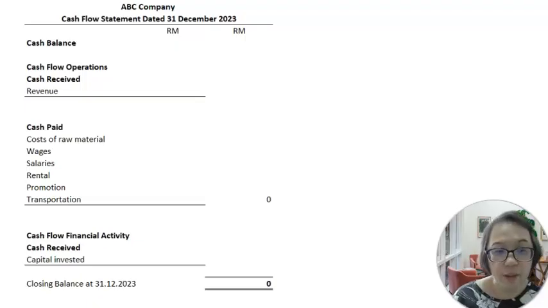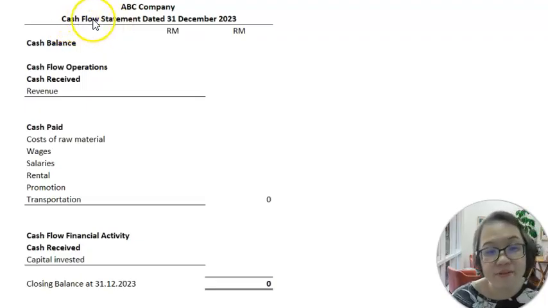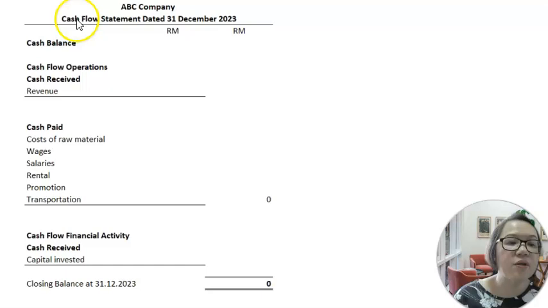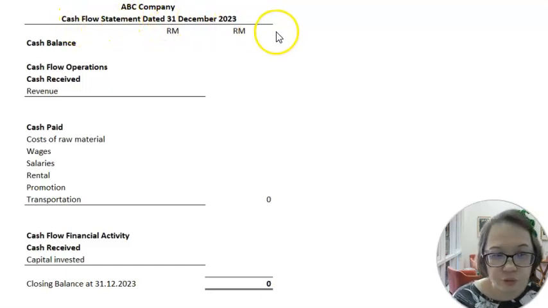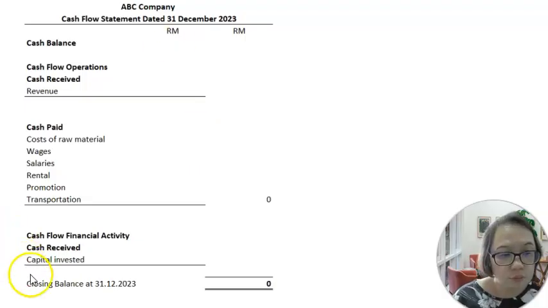This is the format based on the actual statement, but this is the simplified format. So normally we will type the company name here first. After that, we will put in the date, and in the title, we have to put down what statement this is. So for example, it's cash flow statement dated 31st December 2023. So we will start by looking at whether we have a cash balance or not.